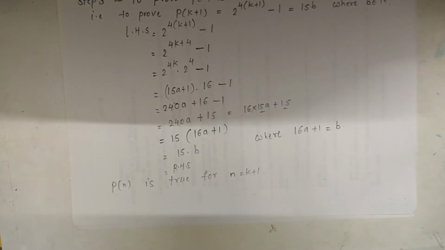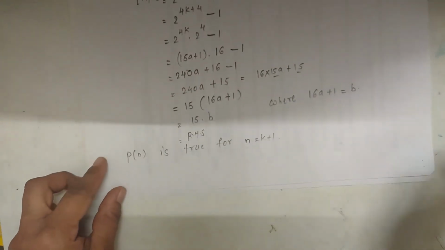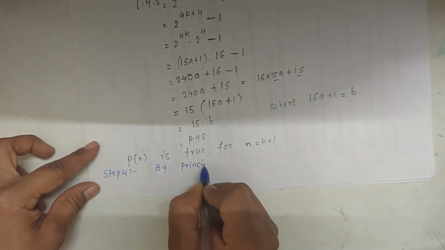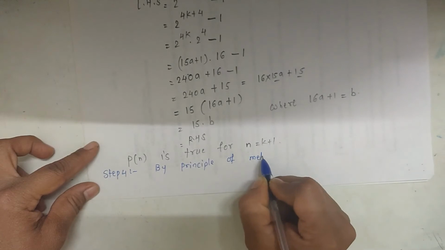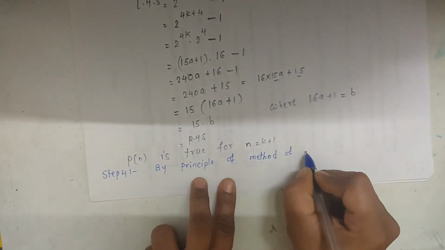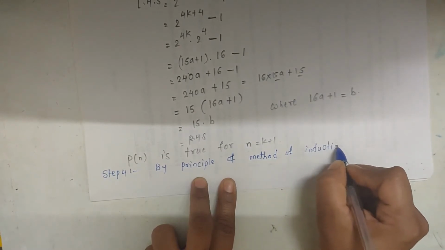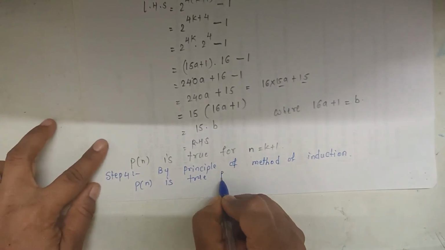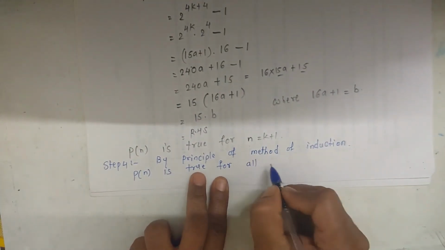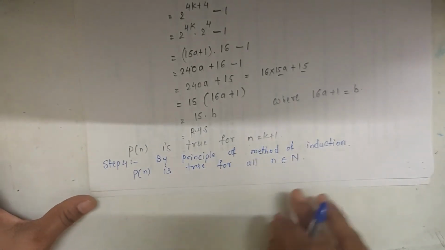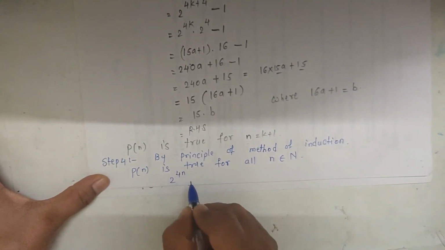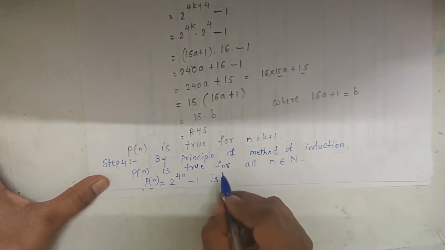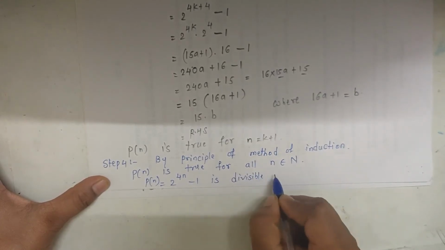So in step 4, we can write by the principle of method of induction, P of n is true for all n belongs to the natural numbers, and hence the given statement P of n, 2 raised to 4n minus 1, is divisible by 15.